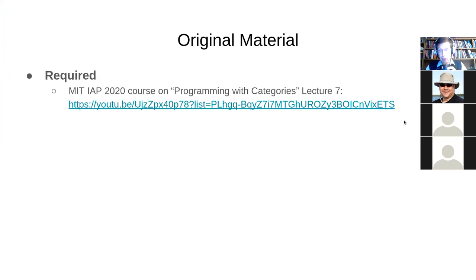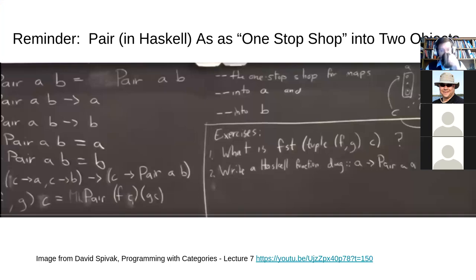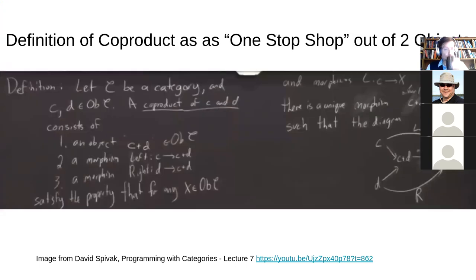So this material and discussion is all based on this lecture 7 of programming with categories. And last time I mentioned some themes associated with it. And within that lecture, you'll recall that the instructors had gone through an interweaving of categorical concepts with Haskell instantiations. For example, here with product being captured as a pair. And within this particular lecture, co-product was also introduced.